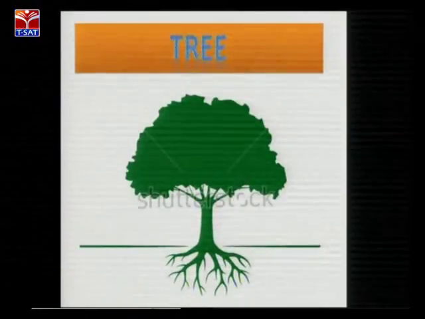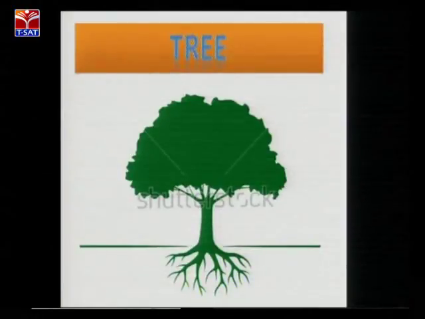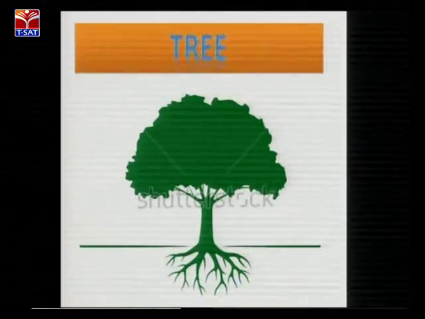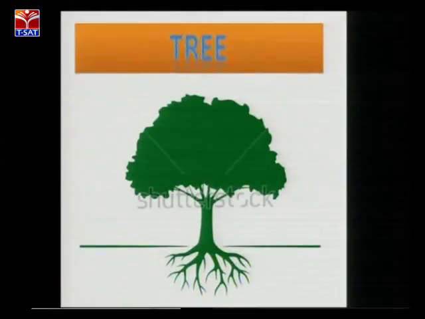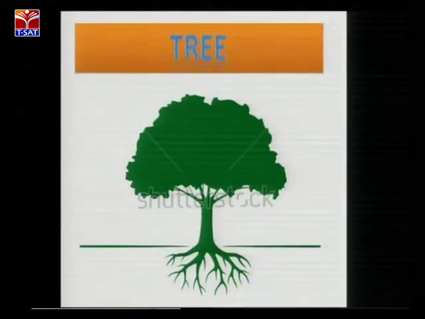There is a tree which has roots. Friends, we already know that roots give foundational support to a tree. Likewise, square roots also give foundational support to squares. Friend, I have understood this concept.